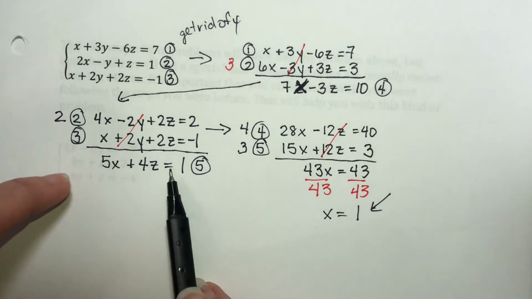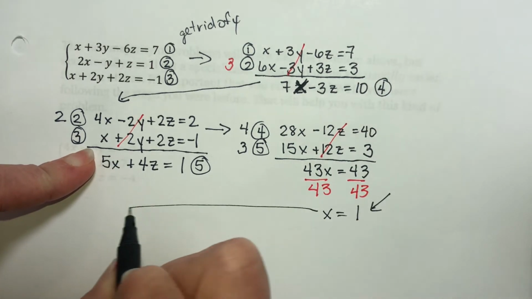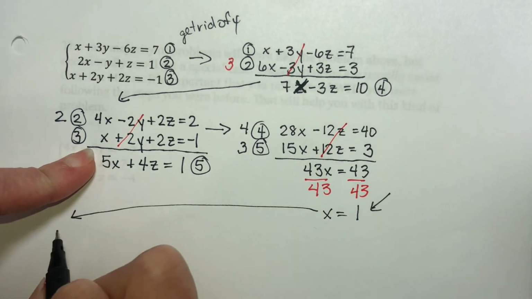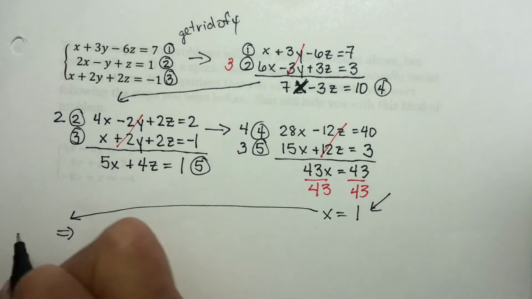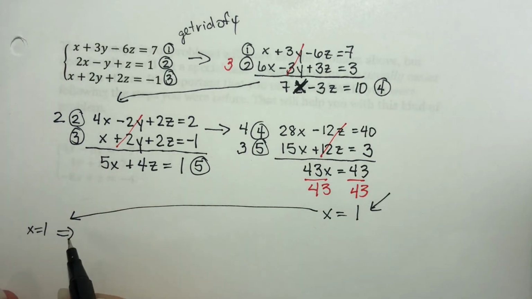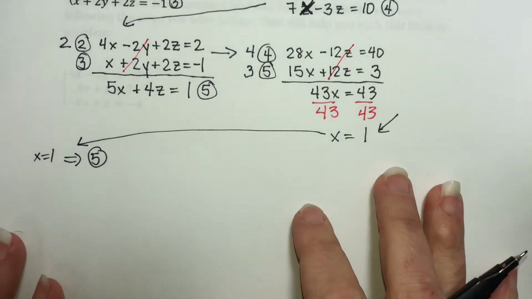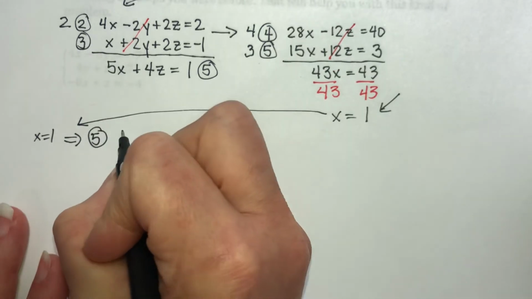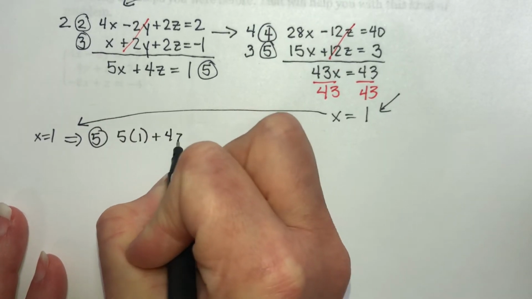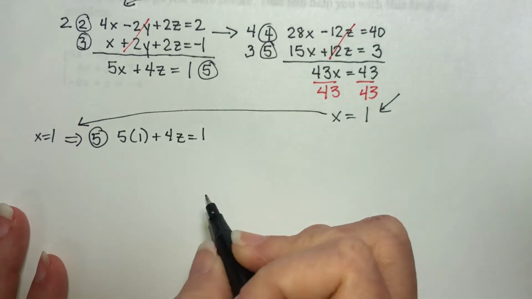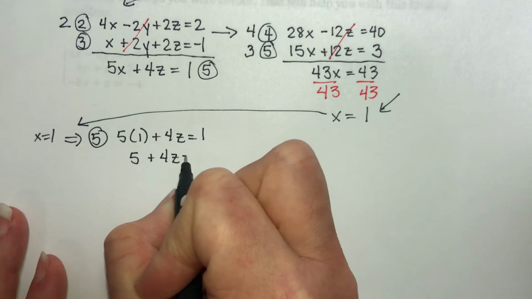So just pick whichever one of these looks easier. I kind of like this one better. I don't know why. So I'm choosing to take this, and I usually draw a double arrow. I'm going to take this x, and I'm going to plug it in. I've chosen to plug it into equation number 5. So this is 5 times 1 plus 4z is equal to 1. So 5 plus 4z is equal to 1.